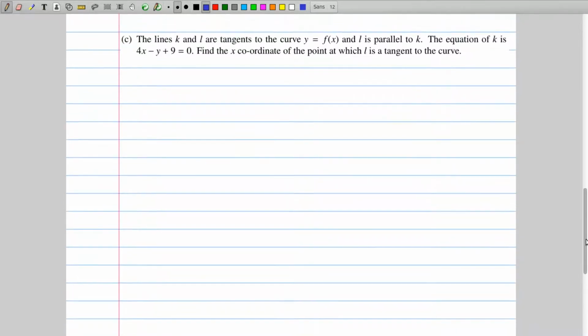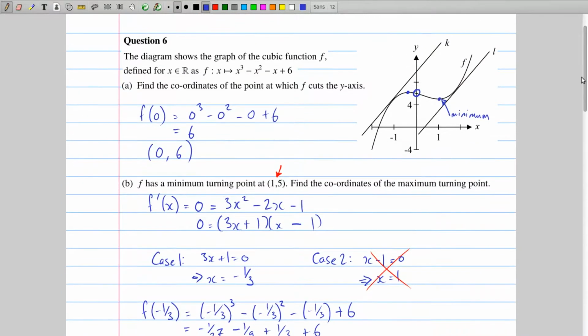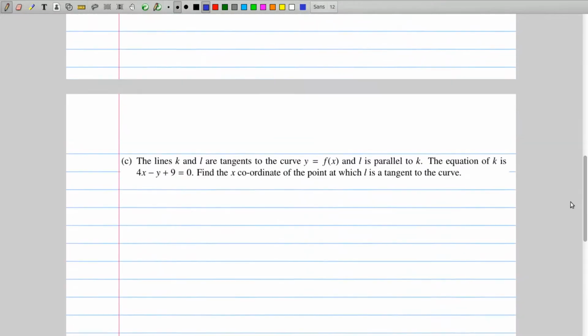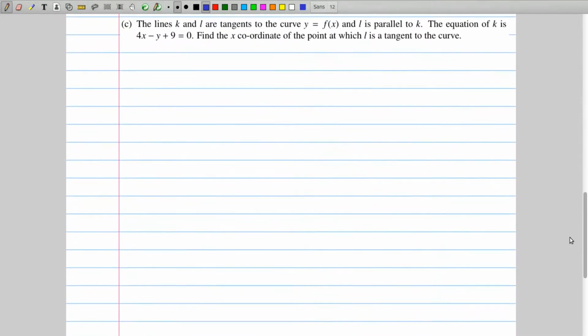So let me just go back to the diagram to show what it's talking about. It gives us this line K, gives us the equation for that. Tells us that L is parallel, so you can see by looking at it that those two should be parallel. And it's asking for the x-coordinate of where L touches F. So the x-coordinate of this point here is what you're actually asked to find. How do we do that?